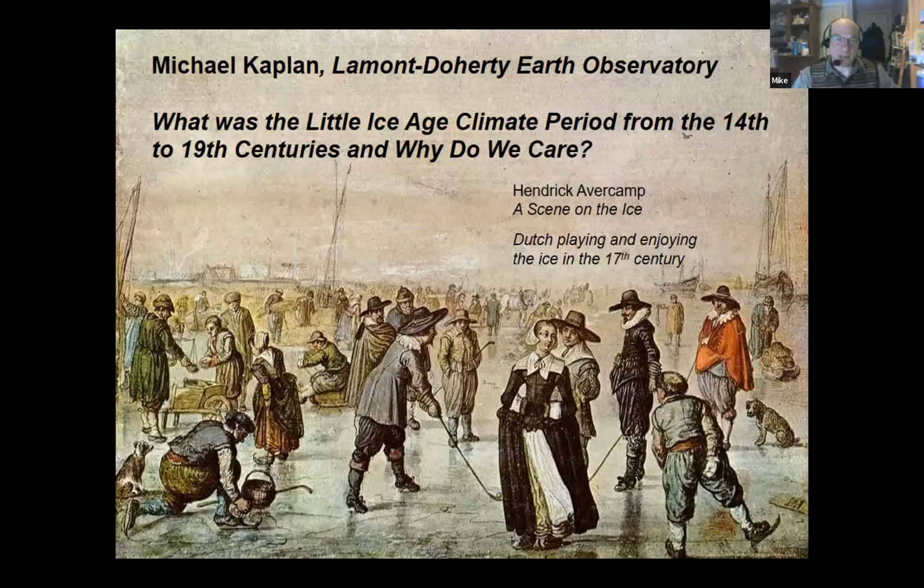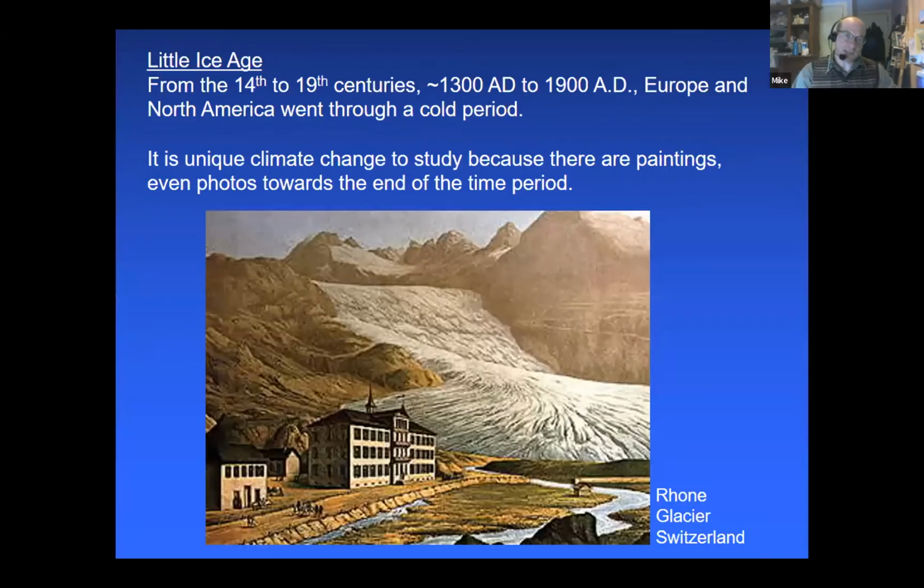So today I'm going to talk about a climate interval, or a period in Earth's history, called the Little Ice Age. It's a particularly important problem that many of us study at Lamont-Doherty Earth Observatory. The Little Ice Age occurred roughly from the 14th to the 19th centuries, or 1300 AD to 1900 AD.